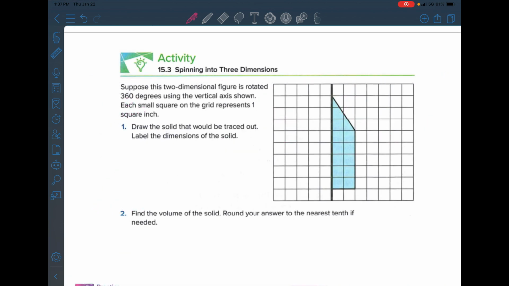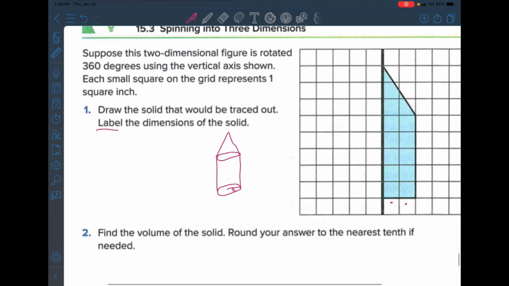If I take this blue shaded area and I rotate it around this vertical axis, what solid is it going to give me? Well, I'll help you out. I'll draw it with you. So you're going to get a cone on top, and you're going to get a cylinder on the bottom. And it says we need to label it also. So this has the radius of 2. So if this is 2, this is also 2. And then my height is 1, 2, 3, 4, 5 for this part. And the height for my cone is 1, 2, 3.